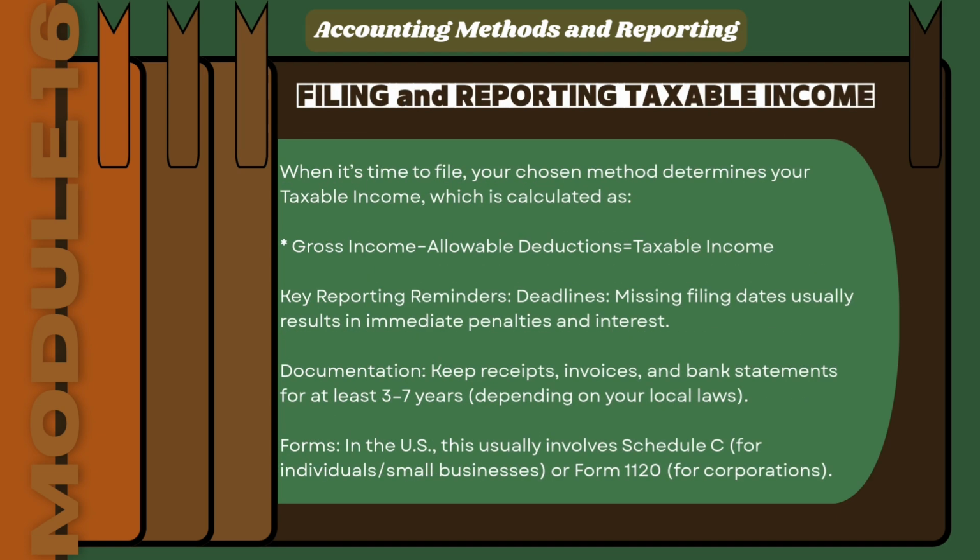5. Filing and reporting taxable income. When it's time to file, your chosen method determines your taxable income, which is calculated as gross income minus allowable deductions equals taxable income. Key reporting reminders. Deadlines: missing filing dates usually results in immediate penalties and interest. Documentation: keep receipts, invoices, and bank statements for at least 3 to 7 years, depending on your local laws. Forms: in the U.S., this usually involves Schedule C for individuals and small businesses or Form 1120 for corporations.